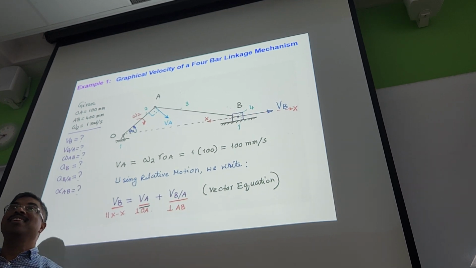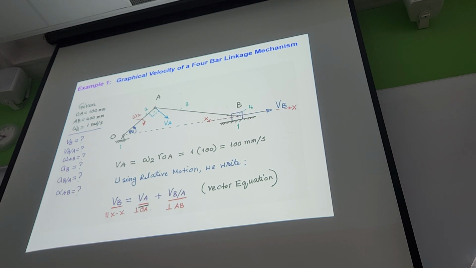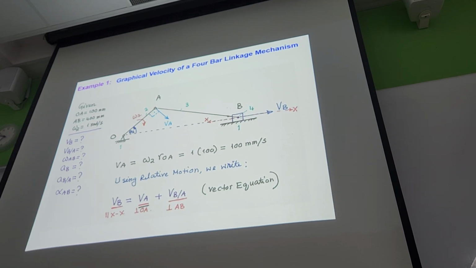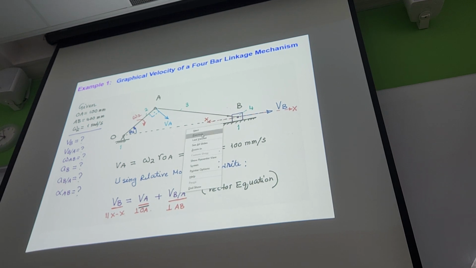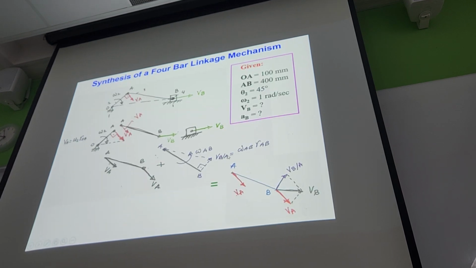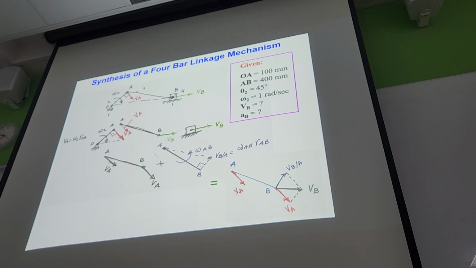Second question I need to ask: do we know its magnitude? We do not know its magnitude. Why? Because we do not know omega AB. Look at here. VBA equals omega AB times RAB. RAB we know, 400 millimeter, but we don't know omega AB. Therefore we cannot find its value or magnitude. Clear to everyone? So that's why we cannot do it. Okay, so let's go to here.